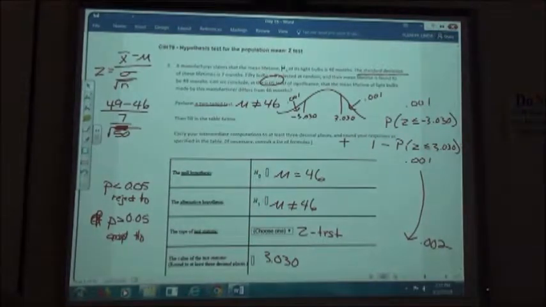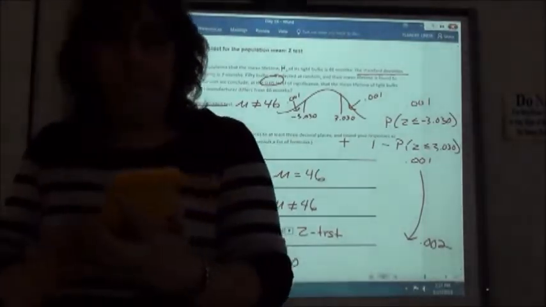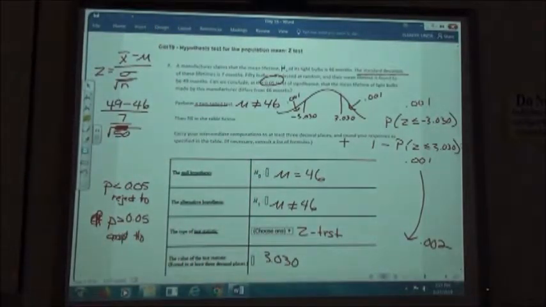Now for fun, if you do your technology activity, I'm going to have you grab that one. You can do your hypothesis test on here. What I'm going to do is hit the stat button, and then cursor over to the tests. And you'll notice that number 1 is the z-test, which is what we're doing. So hit stat, then cursor over to tests. And on the z-test you have an input.